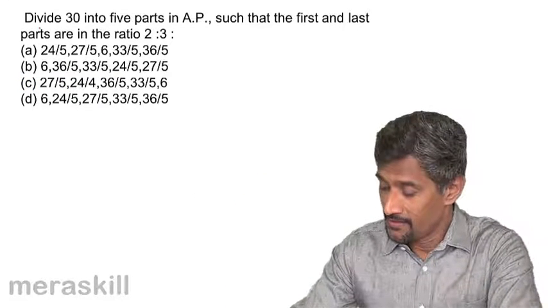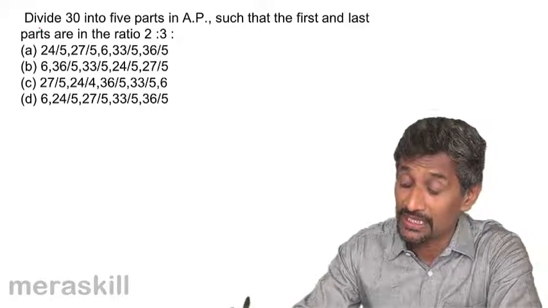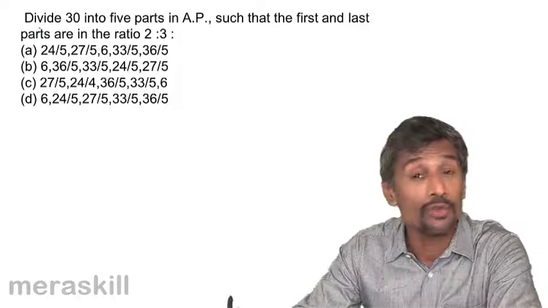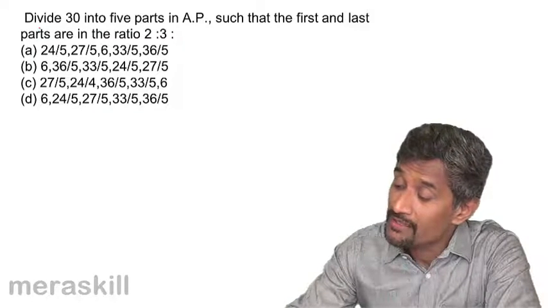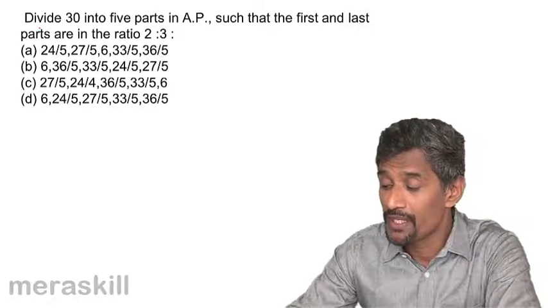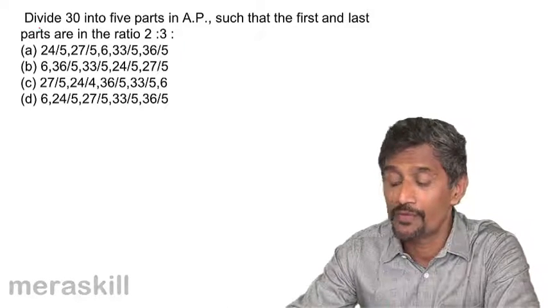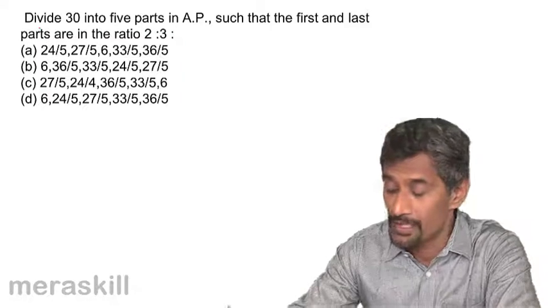Okay. Next in line, we have a situation here. Divide 30 into 5 parts which are in AP. Again, here we do not know what the first term is, what the common difference is, such that the first and last parts are in the ratio 2:3. Over here, we would like to introduce a concept: if certain terms are in AP, what can we suppose them to be?